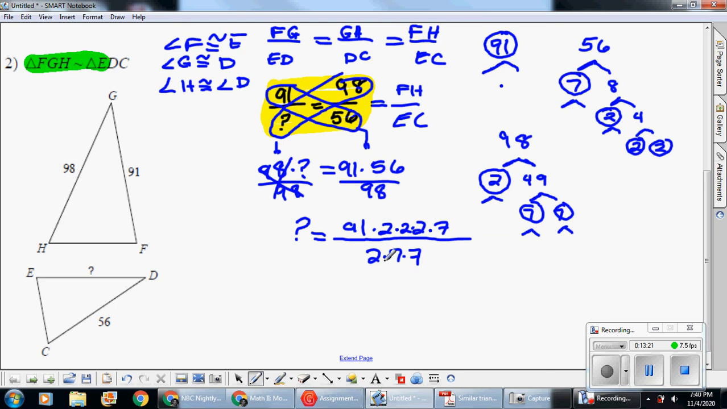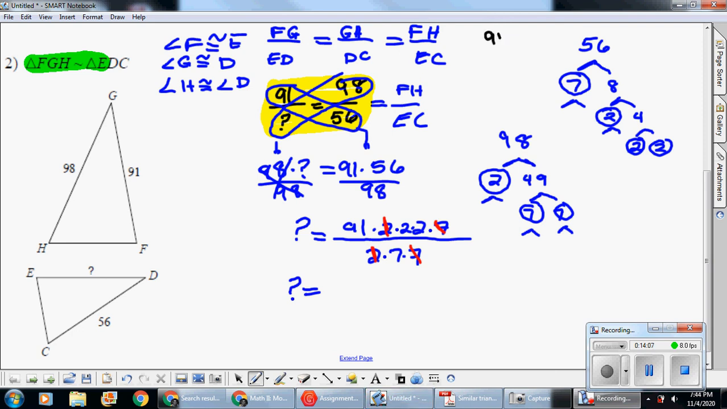Now, if we have the same number in the numerator and denominator, top and bottom, we can cancel them. I can cancel a pair of 2s. I can cancel a pair of 7s. And that's it. So now the answer will be the following. Hold on, let me check. I think the 91 is not prime. Let me double check. Okay, 91 is not prime, so this is a mistake.